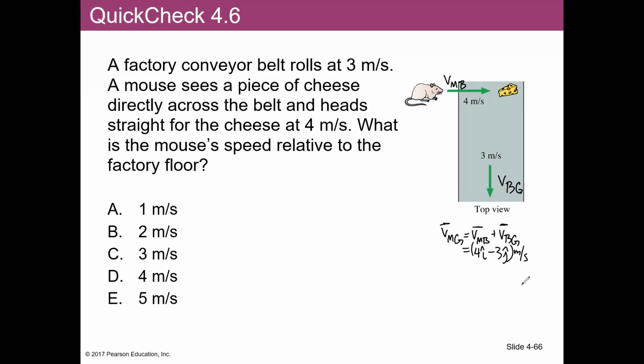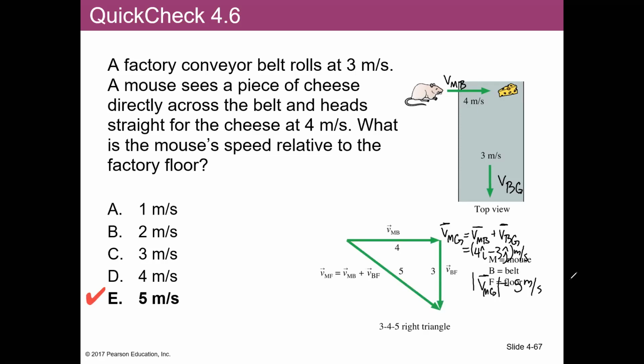That's not the answer though. The answer is the actual speed, right? So you've got to find the magnitude of that vector. It's a 3, 4, 5 triangle. Those 3, 4, 5 triangles always show up in the most curious places. So certainly the answer to this question is E.